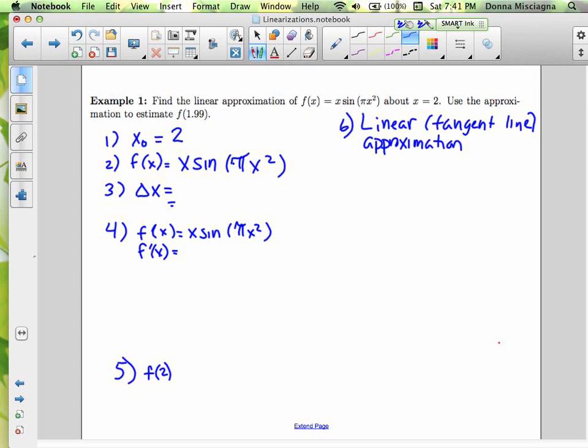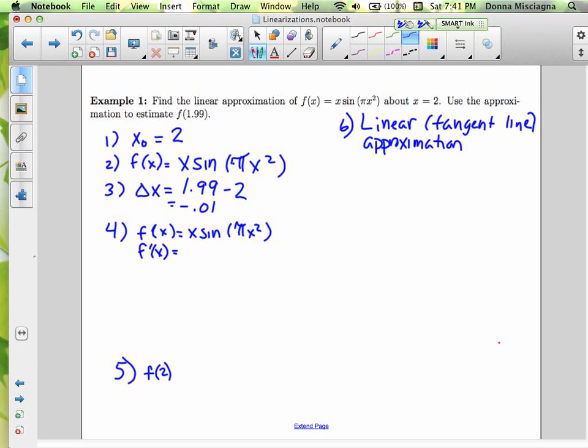We're already given our function, f of x equals x sine pi x squared. So the change in x is going to be, we're using 2 to approximate 1.99. Our value is a little less, so we're expecting something smaller, so this should be negative, so negative 0.01.